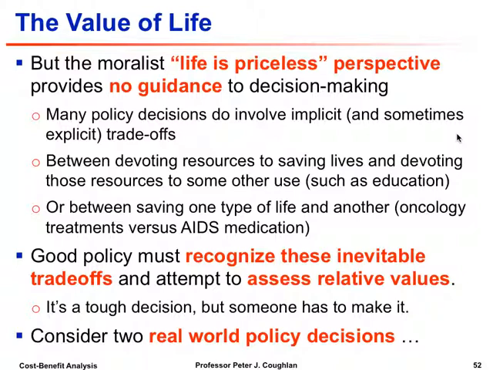We can say, well, how many lives will oncology treatments save versus how many lives will AIDS medication save? Again, as a government, like it or not, somebody's got to put a price on life, right? These are sort of inevitable trade-offs. And as I wrote here, it's a tough decision, but someone has to make it. Right? So to think about the idea of the value of life, consider two real-world policy decisions.